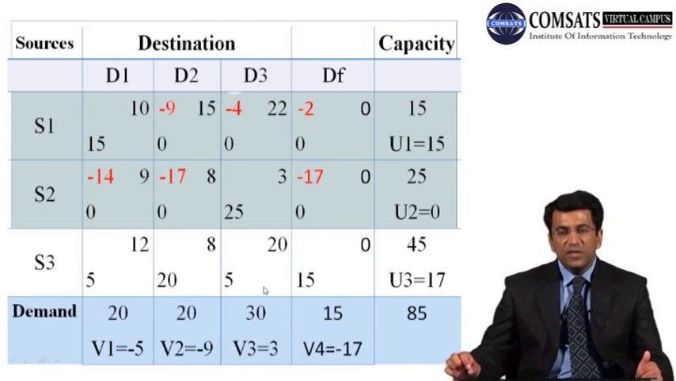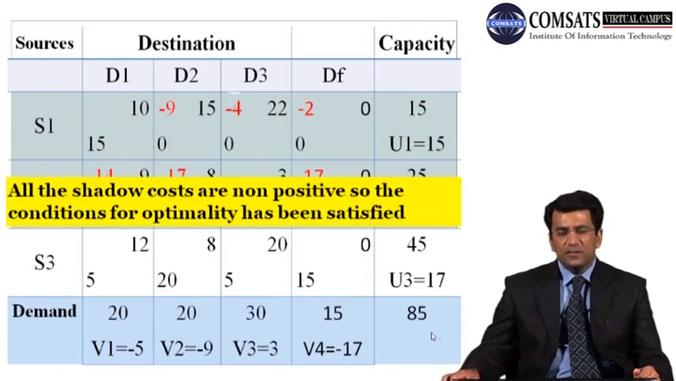That is, your table will give you the optimal solution only if all the shadow costs for the unoccupied cells are negative. So you can see from this particular table that the shadow cost of all the different cells is negative, which we have just computed. So it means that our criteria for optimality for this particular table is being satisfied. So class, all the shadow costs are non-positive or negative, so the conditions for optimality have been satisfied.